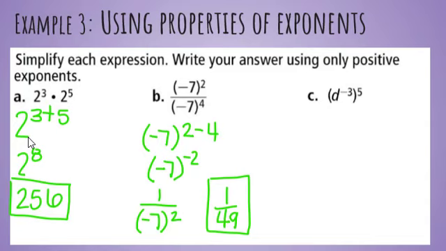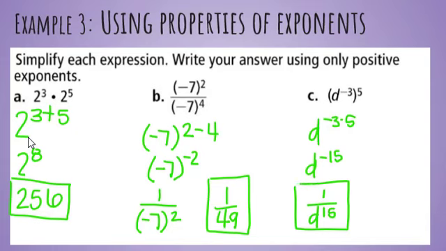Our last one is a power to a power. So I have d to the negative 3 power to the 5th power. So that means that I need to multiply these exponents. So I have d to the negative 3 times 5 power. So this is going to give us d to the negative 15 power. Again, this is bringing back that negative exponent rule, meaning we have to take the reciprocal. So this becomes 1 over d to the positive 15th power. And there's nothing left for us to simplify here, so that's our answer.